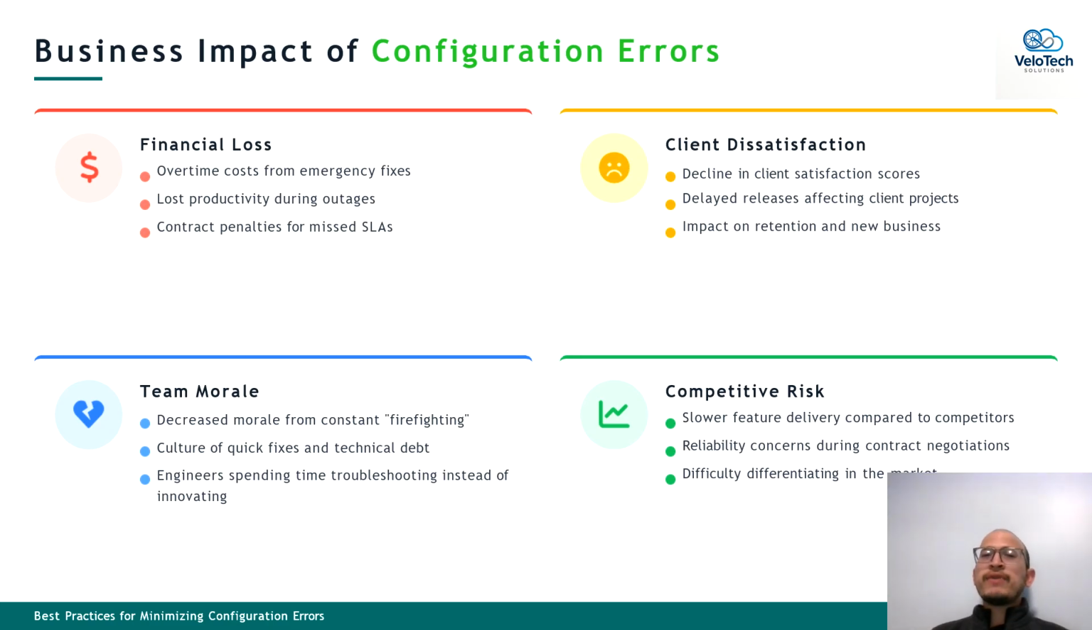Finally, they were facing serious competitive risk. Their slower feature delivery compared to competitors meant they were losing market differentiation. During contract negotiation, prospects were raising concerns about their reliability. In a competitive market, these factors can be existential threats. The message here is clear. Configuration errors are not just technical problems. They are business problems that affect your bottom line, your customers, your team, and your competitive position.